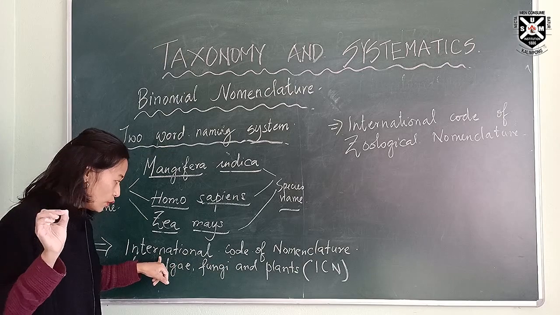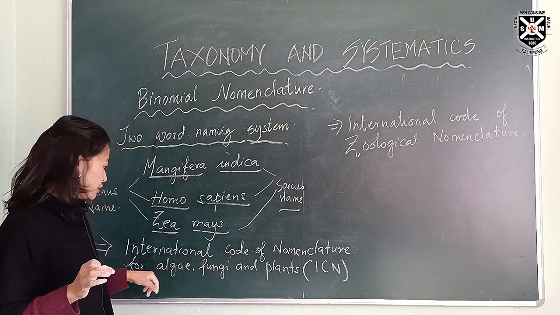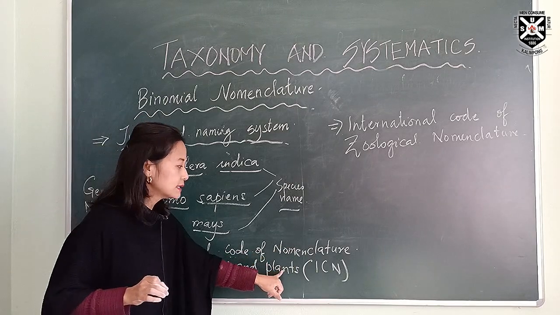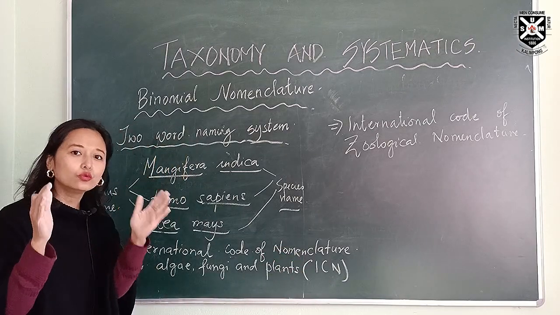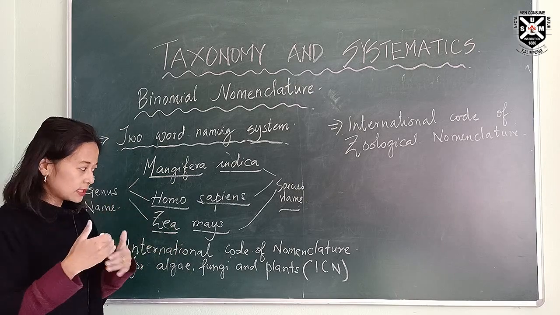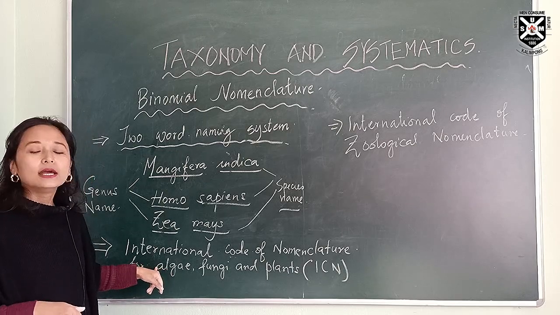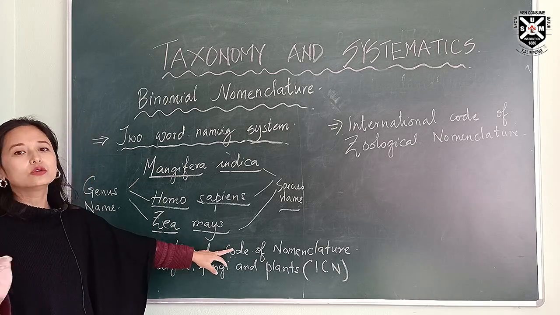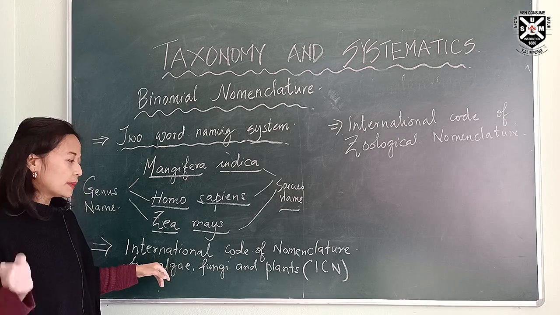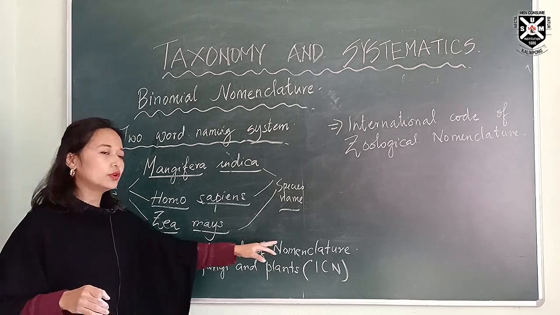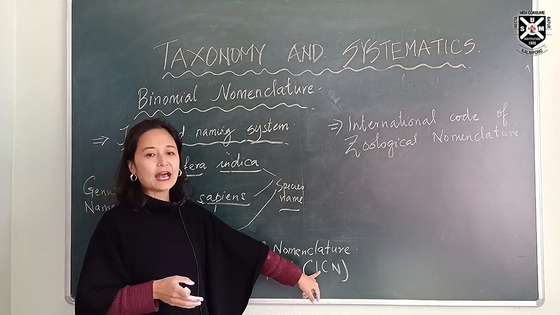The full form of the code is International Code of Nomenclature for Algae, Fungi and Plants. It is a short form, you can write ICN. This ICN is the set of rules that are set to name the different plants, to give scientific names to plants. Earlier this code was not known as ICN. It was known as International Code of Botanical Nomenclature. But now the name has changed to International Code of Nomenclature for Algae, Fungi and Plants, short form ICN.